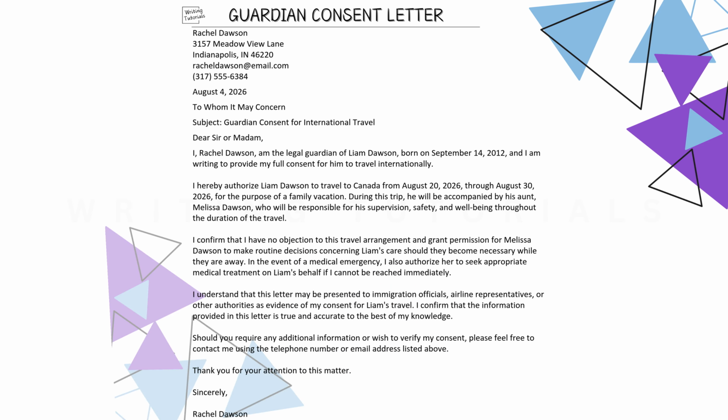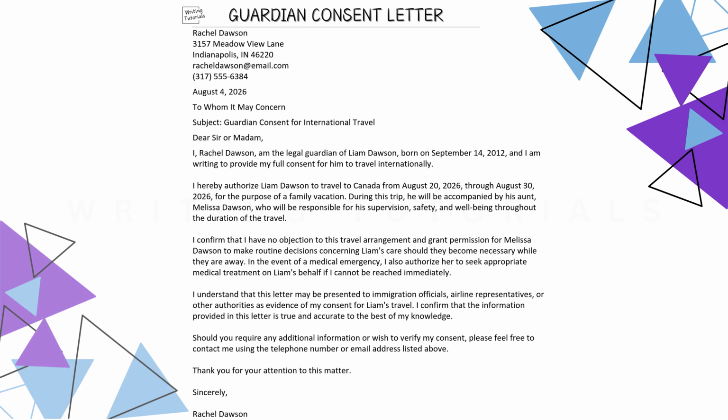Before we finish, here are a few important reminders that can make your guardian consent letter more effective. First, make sure every detail is accurate and consistent with the child's travel documents. Double-check the spelling of names, passport information if included, travel dates, destination, and the identity of the accompanying adult. Even small mistakes can create unnecessary questions during immigration or airline checks.